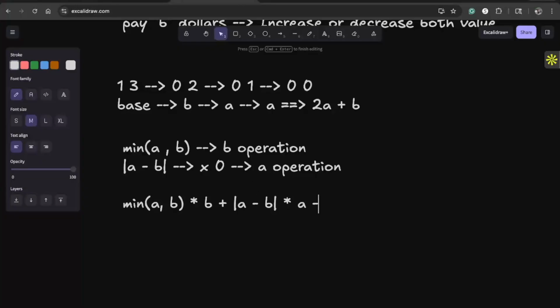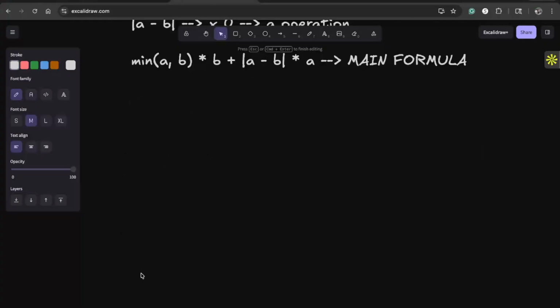This is our main formula for this question. But this main formula only works in a certain situation. Let's think about another situation: a situation where the cost of b, or performing two operations at once, is greater than 2 times the cost of a, or performing one operation.